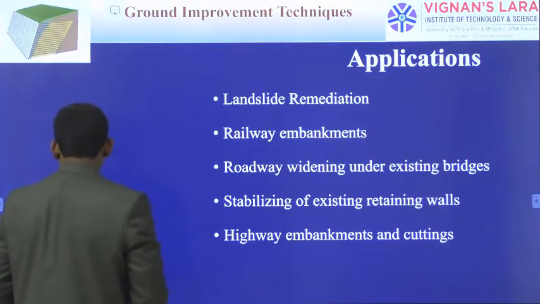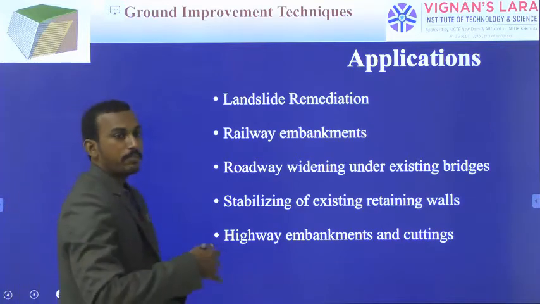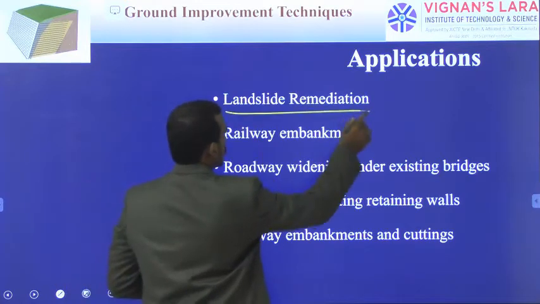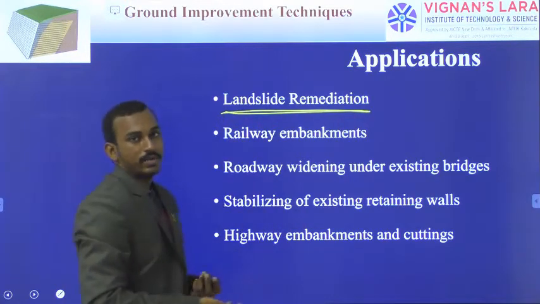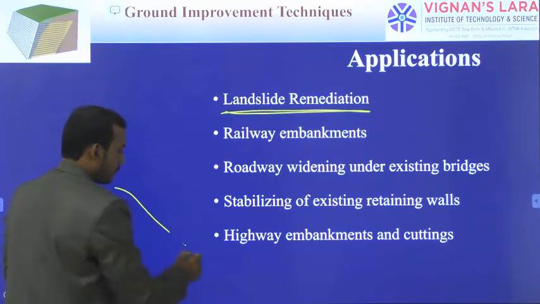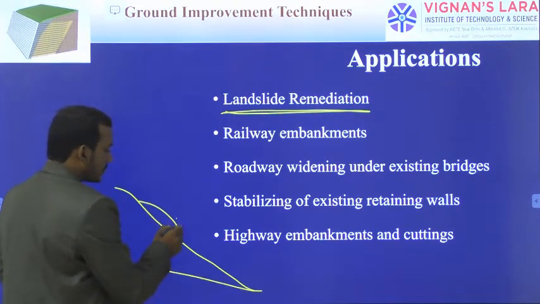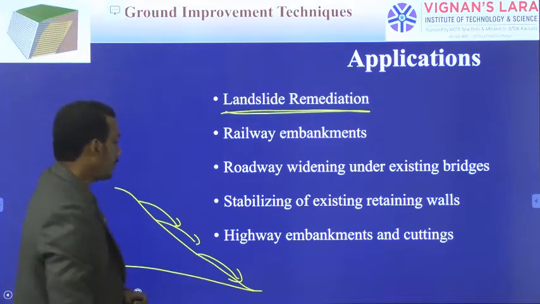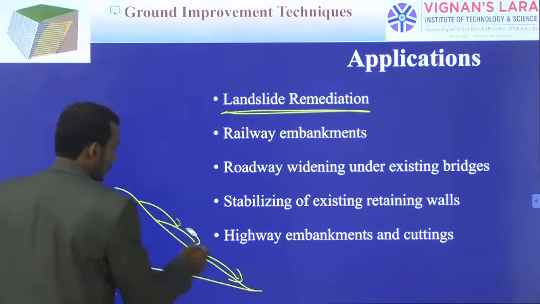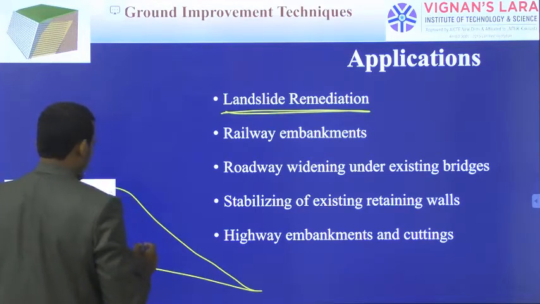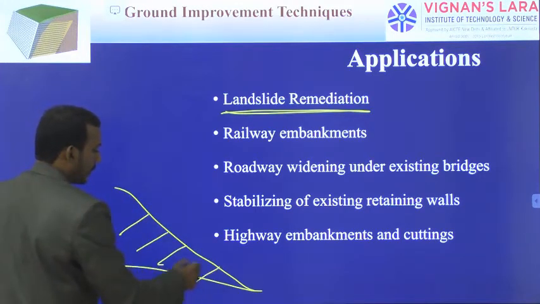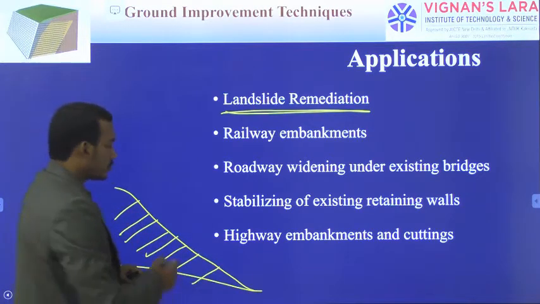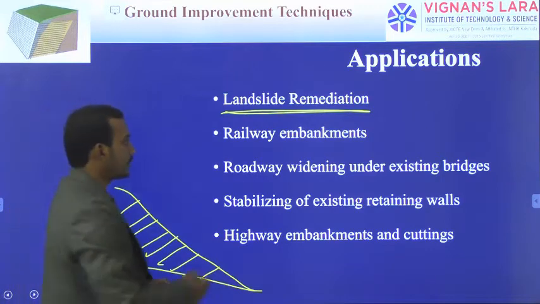The next one is applications. In what cases are we going to use the soil nails? If you see, we can use them for landslide remediation. What is a landslide? For example, if this is the slope, the soil is falling. That is causing a landslide. But if you insert a number of nails close to each other into the sloped ground like this, that is going to densify the soil. So the soil will never fall. That is the first application.